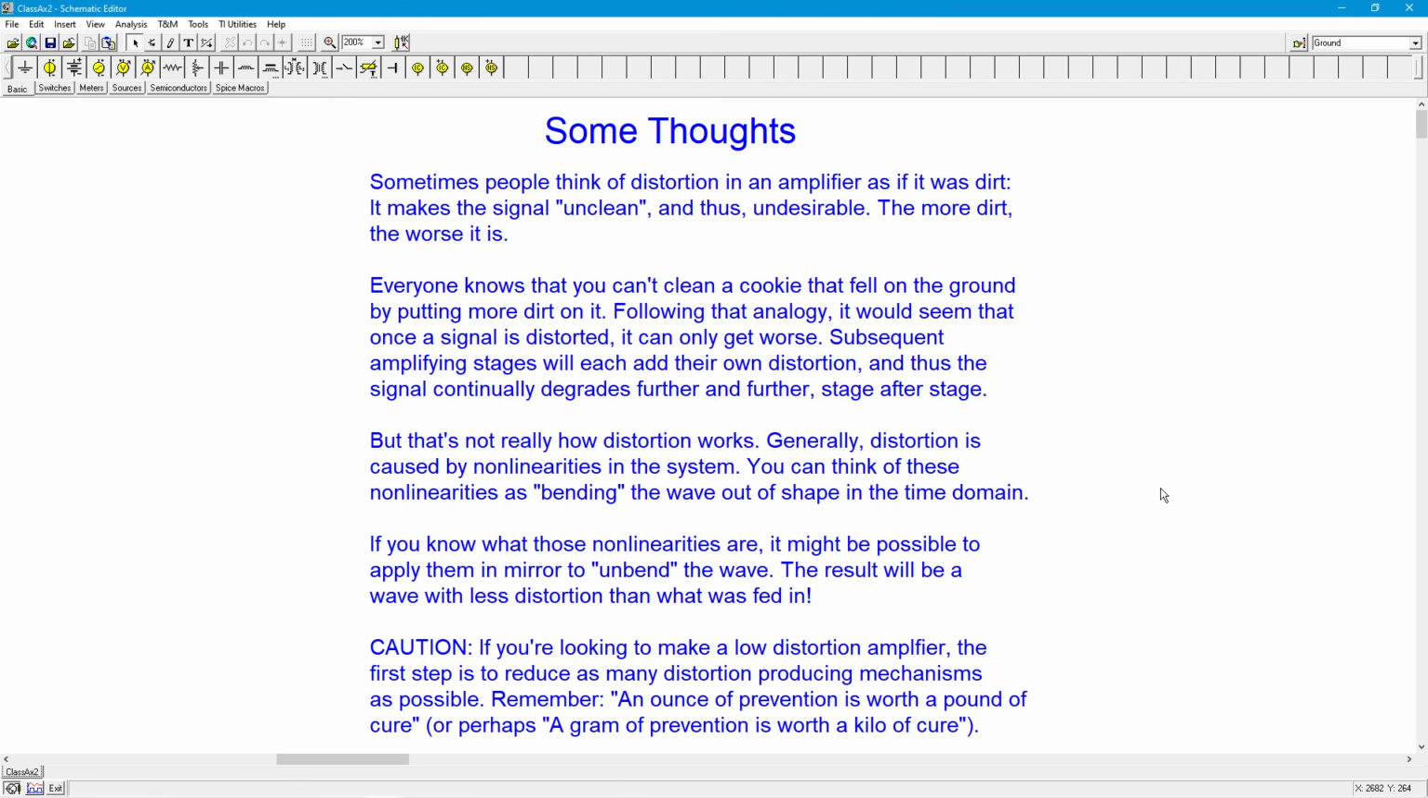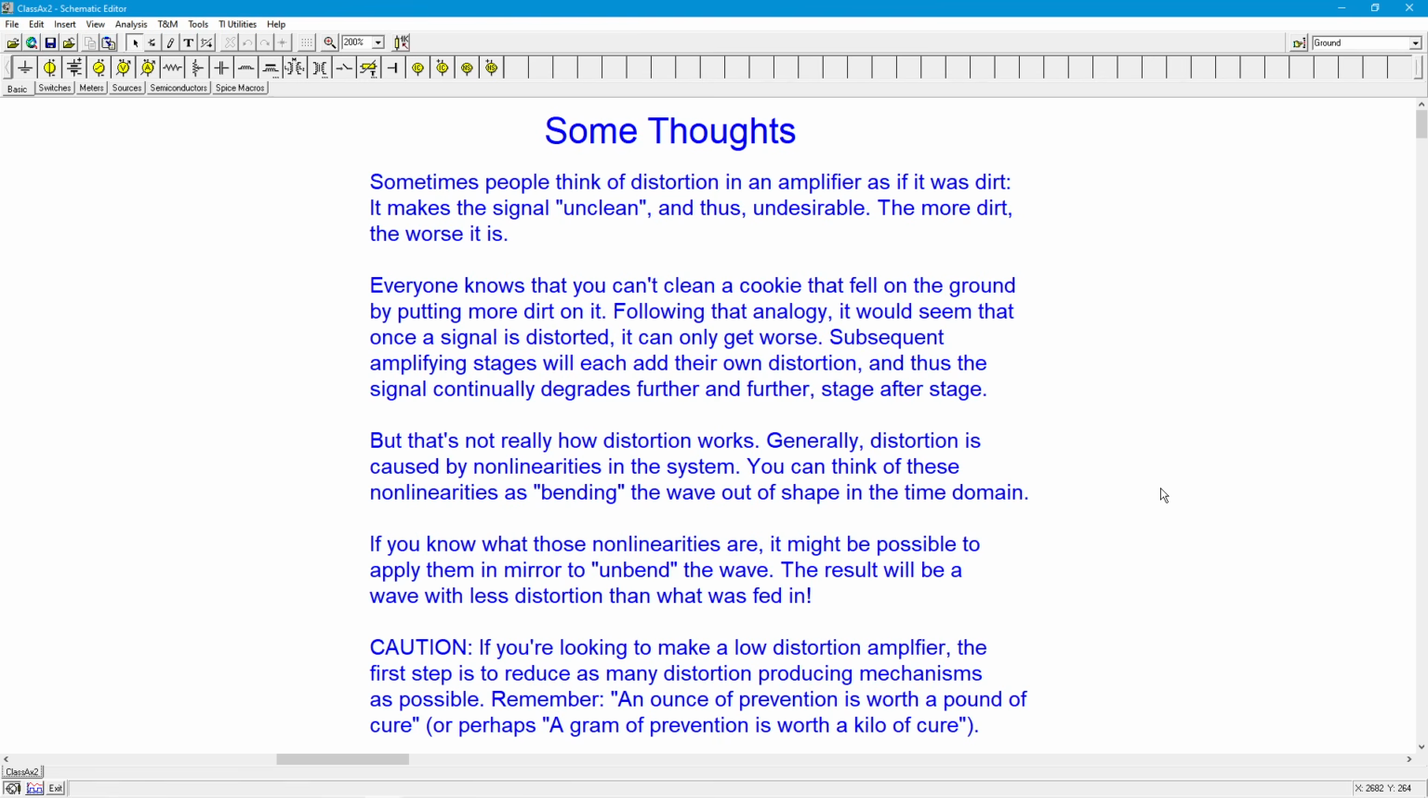But here's the really cool thing. If you know what those nonlinearities are, if you have a good mathematical model for them, if you know where they're coming from, it might be possible to apply those nonlinearities in reverse. And if you do it right, that can partially cancel. In other words, you can think of it as unbending the bent wave back to something that's closer to what you originally started with. And then the end result is the amplifier has less distortion at its final output than it does partway through, which is exactly what we saw.